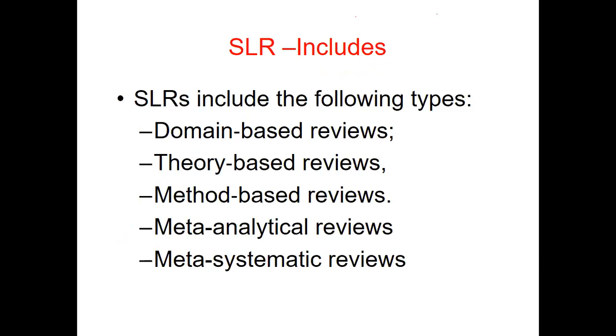Now, the systematic literature review really includes 5 main areas around which we may review. So first, you have the domain-based review. Then you have the theory-based review. Then you have the method-based review. And then you have the meta-analytical reviews, and then you have the meta-systematic reviews. So these are the types of systematic literature review. Okay? Next.